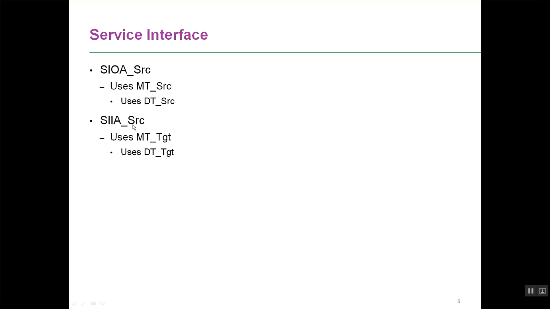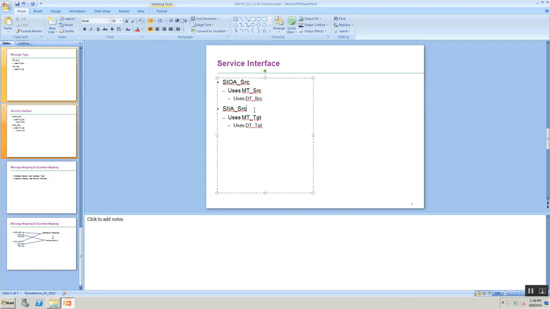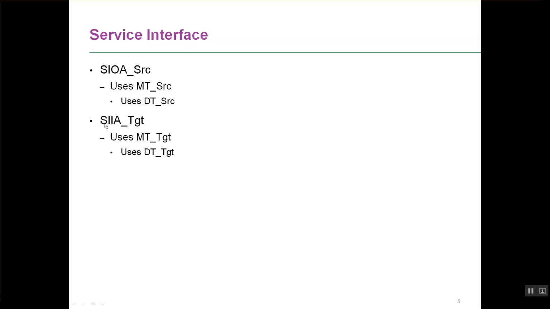Okay. Likewise, SI underscore TGT would use message type underscore target. Oops, there's a small mistake here. Let me fix that. My bad. So I will correct myself here. This is the service interface inbound asynchronous target. It was saying source before. So you would define two service interfaces. One is outbound asynchronous and the other is inbound asynchronous. One is the source and the other is the target. And service interface uses the message type, and the message type in turn uses the data type.